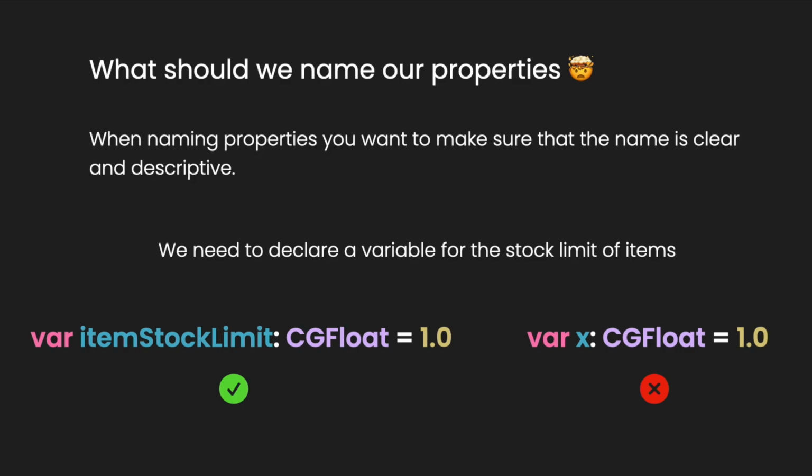If you as a developer were to leave this project for like 3 to 4 months and then come back later, because the variable's been named item stock limit, you know what the purpose of that variable is. Compared to leaving it named X and then coming back and thinking, what does X even mean? You have no idea.